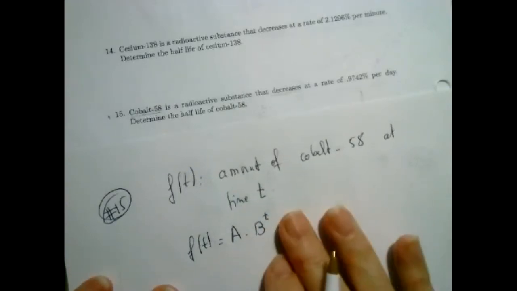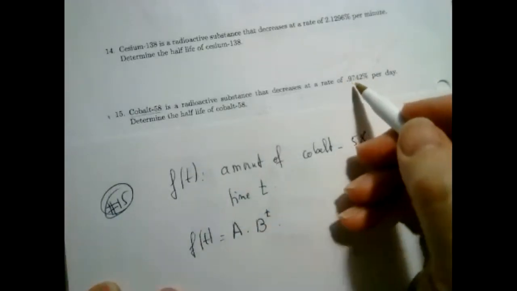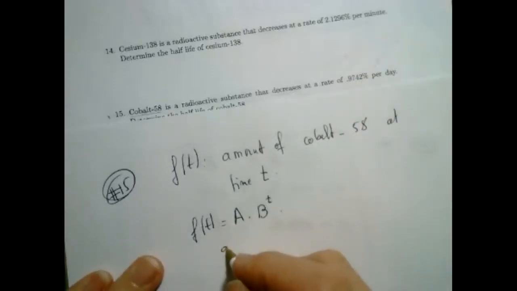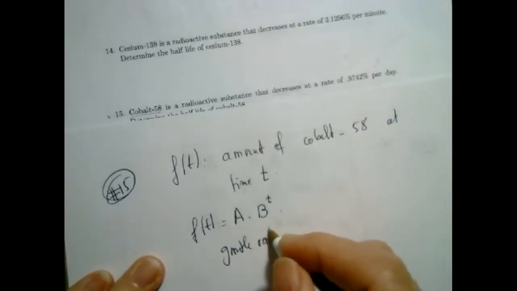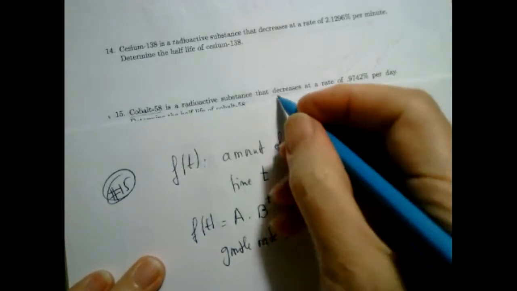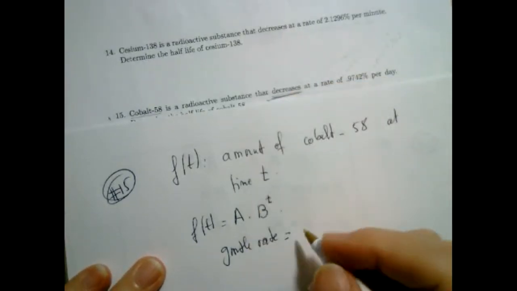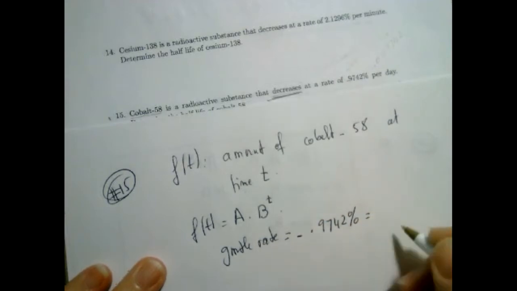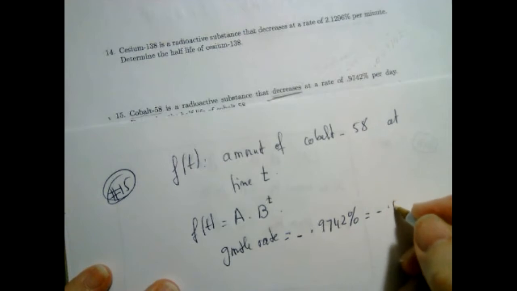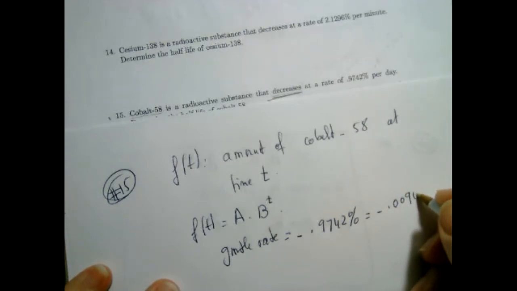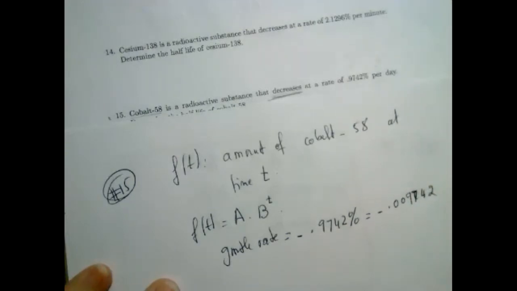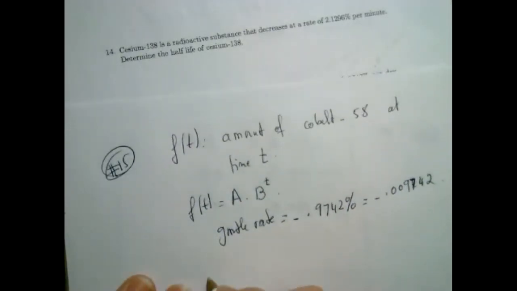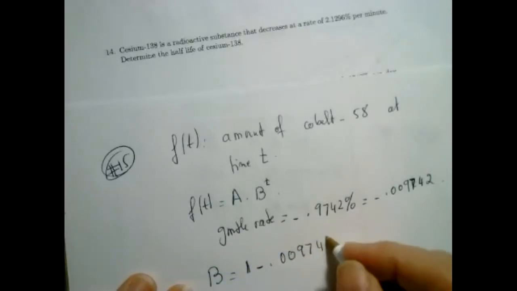Another question is, what is the b? It's decreasing at the rate of 0.9742%. It means the growth rate, first it decreases, it means I have a negative growth. So that's minus, and the growth is 0.9742%. Means when I divide this by 100, I'm going to get 0.009742. Okay, that's the growth rate. B is the one minus that, 0.990258.